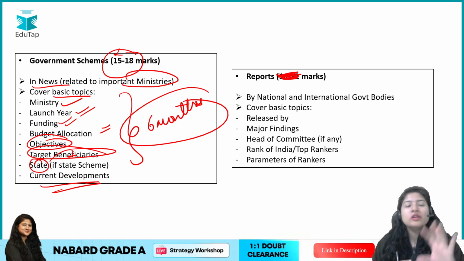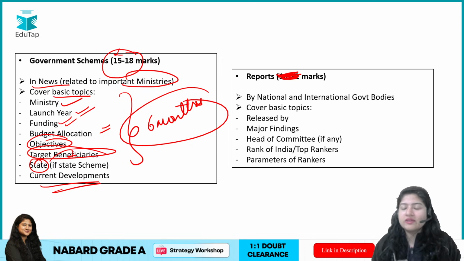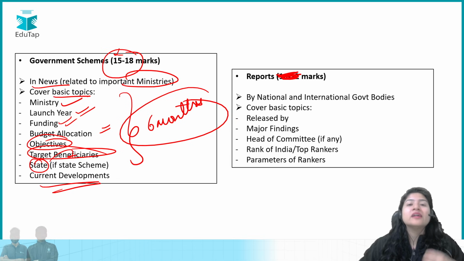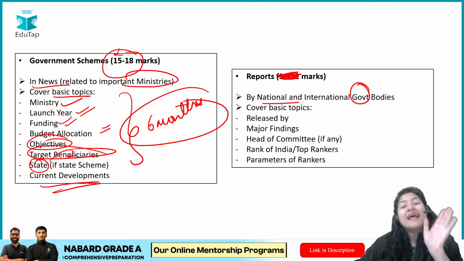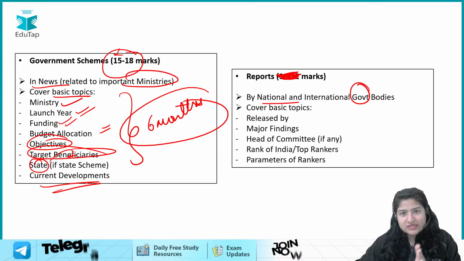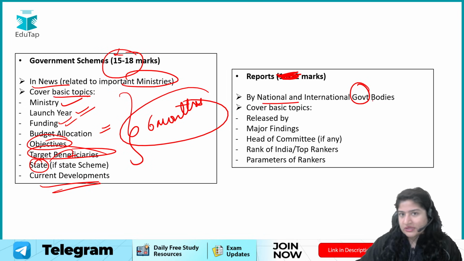So first of all, a generic report list that I've given, that is important, but apart from that, if any random report has been published by any national or international government body in the 6 months time frame, it can also be asked in the exam. Why am I saying government body? If any private entity, if any NGO has come up with any report, those are not observed in the exam.